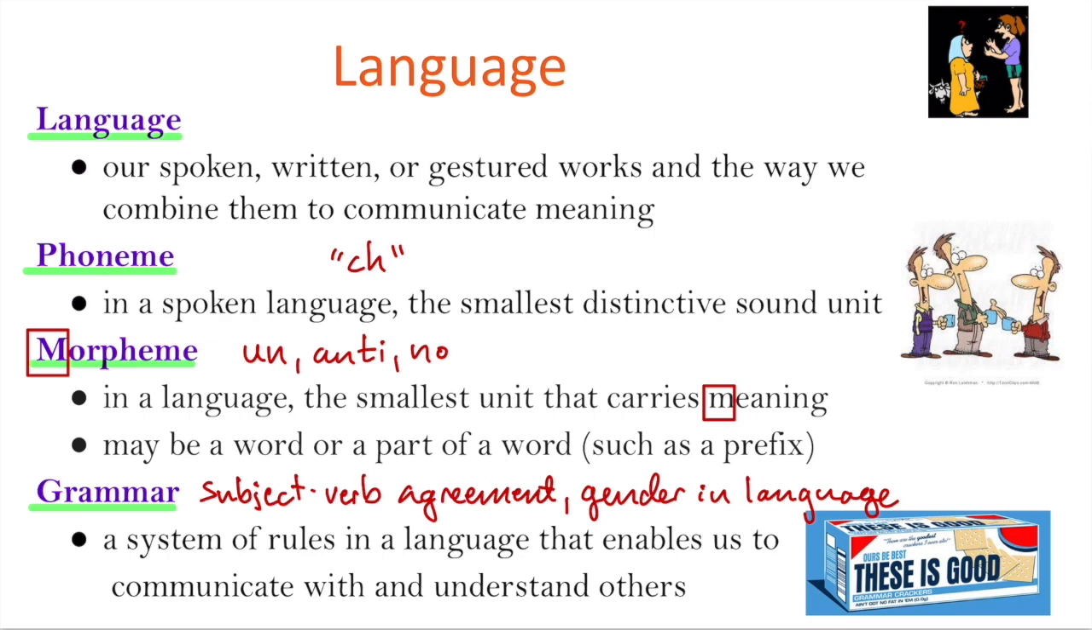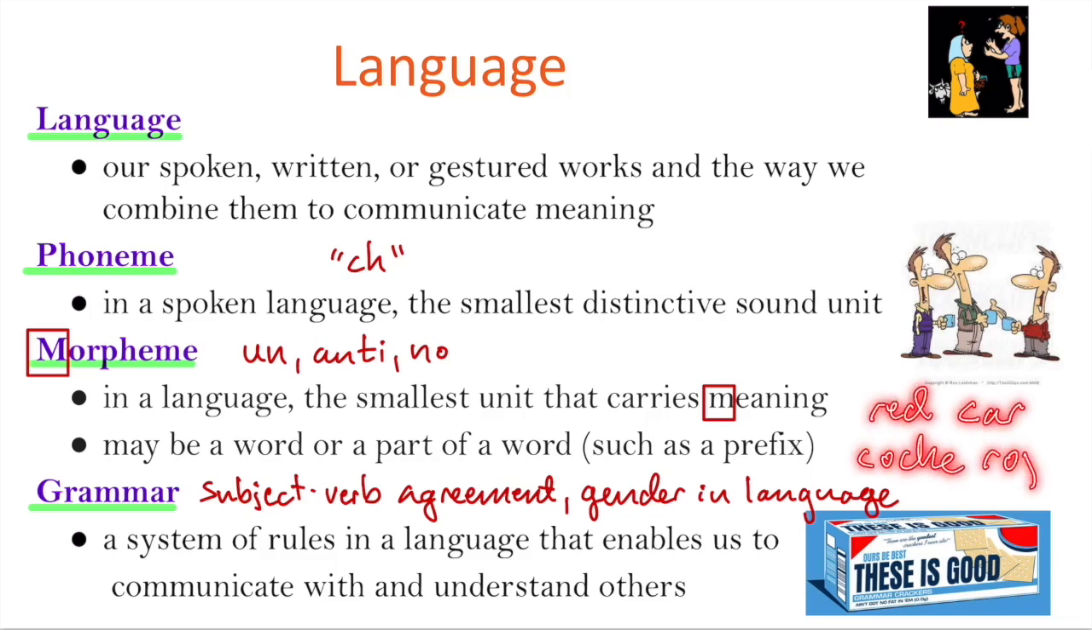Now, grammar is just language rules. What are some grammar rules that we have in English? Well, we have subject-verb agreement, right? So there's plural versus singular. And the way that we put our nouns and adjectives, like red car, the adjective goes before the noun, whereas in Spanish, it would be el coche rojo, which is car red.